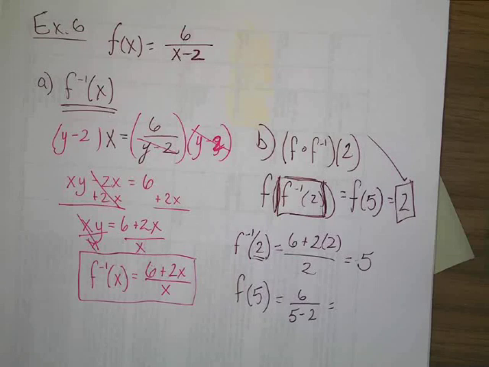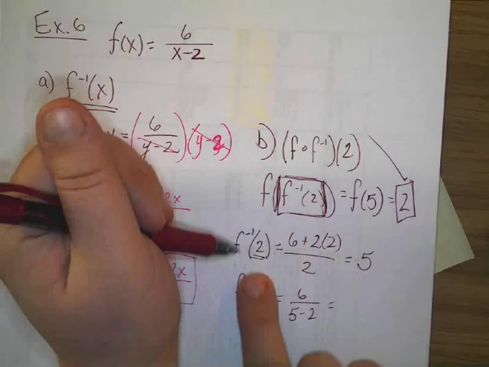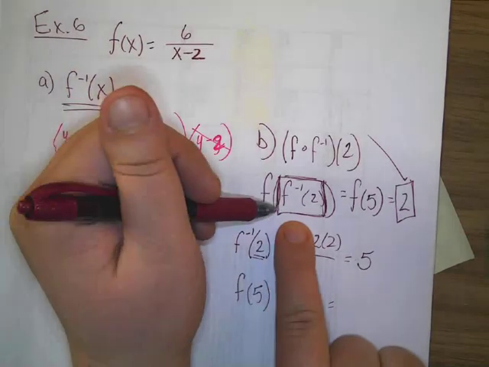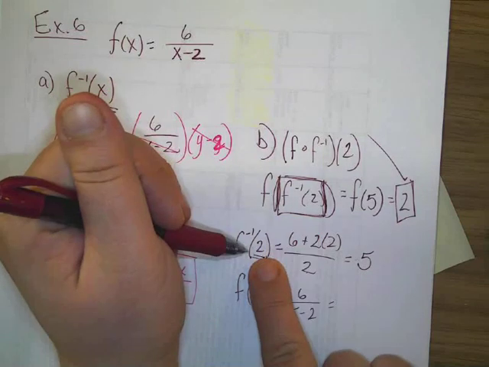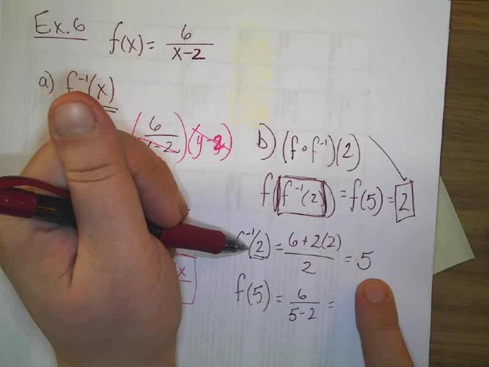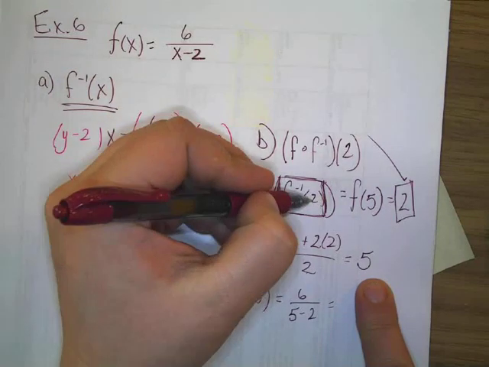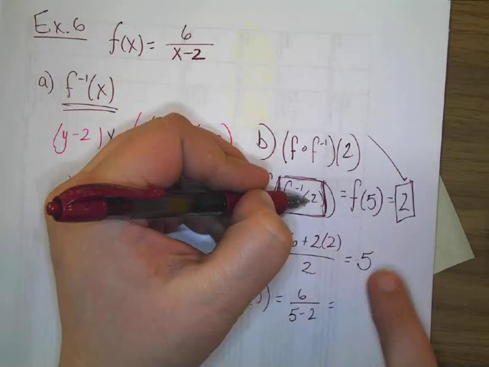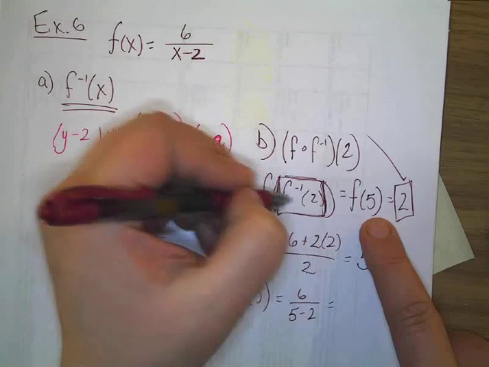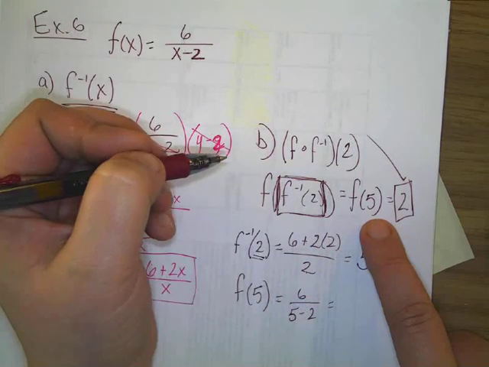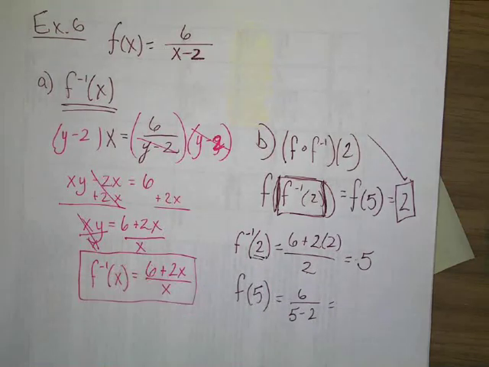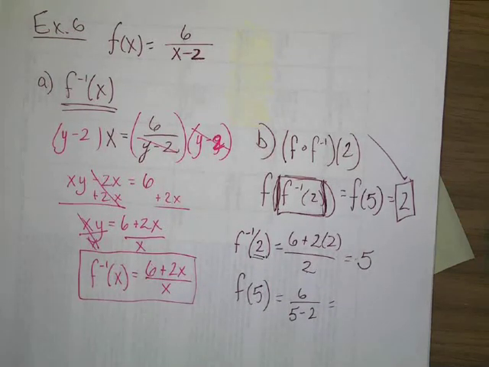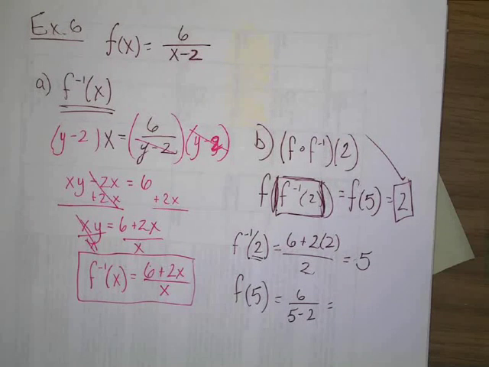So where did the 5 come from? I looked at this. I did the inside first. I put the 2 into the inverse function. I got the 5. So instead of writing f inverse of 2, I replaced it with the 5. And then I did the f function evaluated at 5. Is that okay? That's your answer.